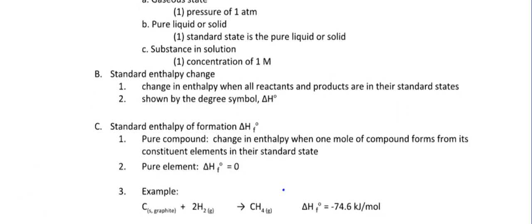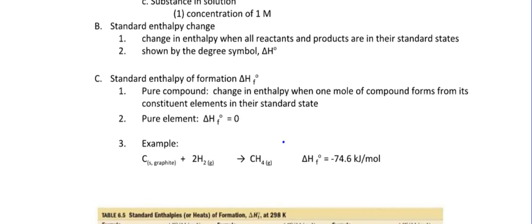All right, so let's see how we do this. Standard enthalpy of formation is the delta H f. That f is really important because it tells you this is where we're getting this information from this chart. I would star this or highlight this. A standard enthalpy of formation for a pure compound is a change in enthalpy when 1 mole of compound forms from its constituent elements in their standard state. Don't worry, we'll practice this, but that's a great definition.